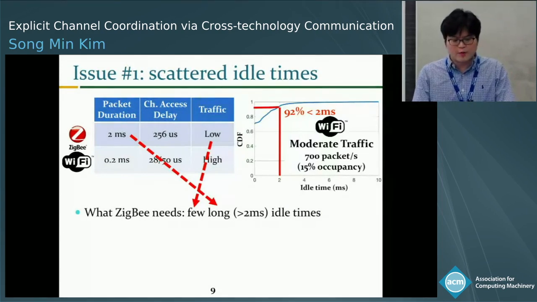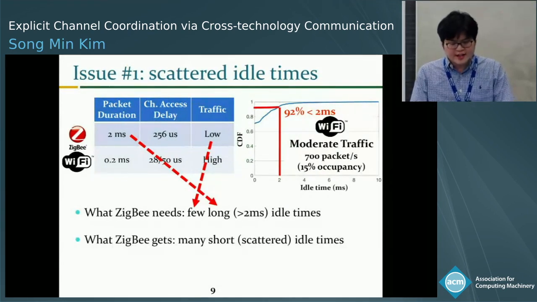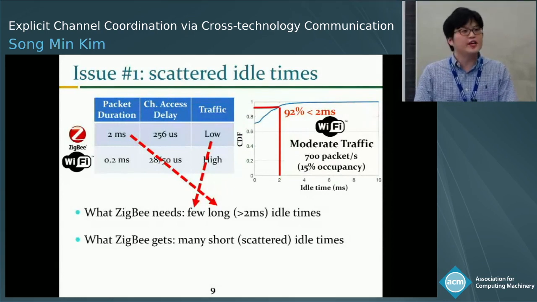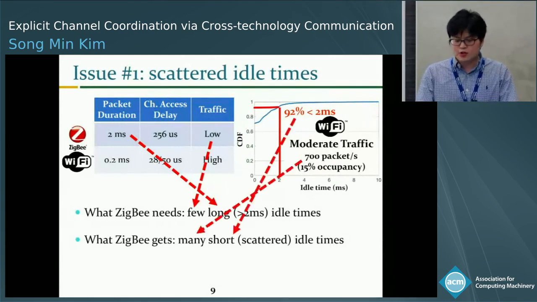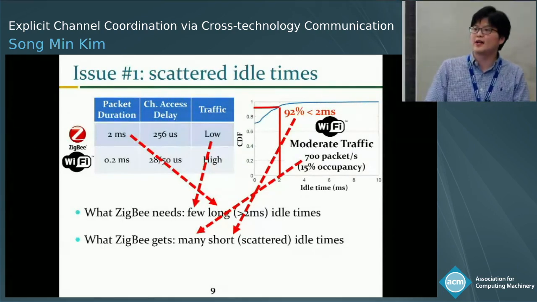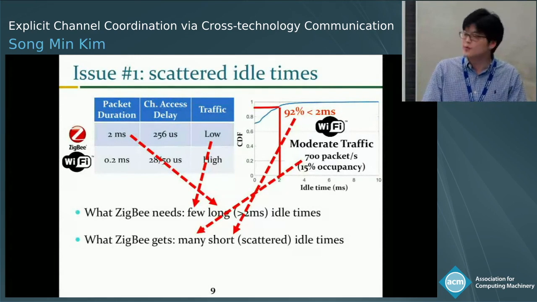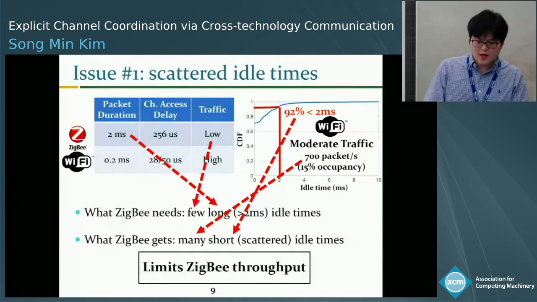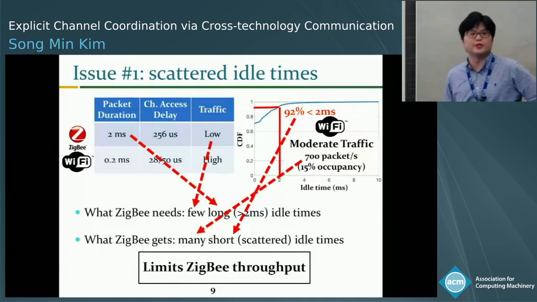Our measurement from a moderate traffic of 700 Wi-Fi packets per second says that under Wi-Fi CTI, what ZigBee actually gets is many short scattered idle times. This is because we have 700 Wi-Fi packets, therefore we have 700 idle times in between every packet, and 92% of the idle times turn out to be less than 2 milliseconds, which is not useful for ZigBee transmissions. This fundamentally limits ZigBee throughput.